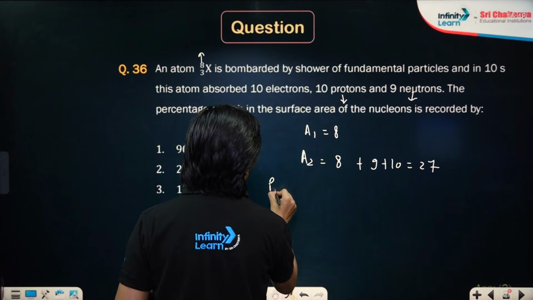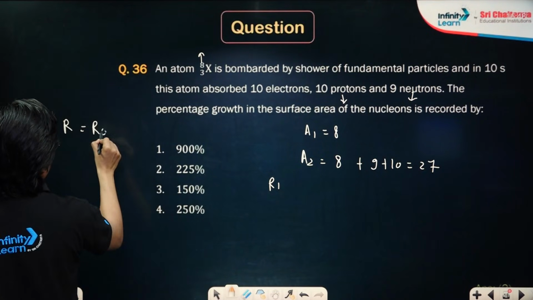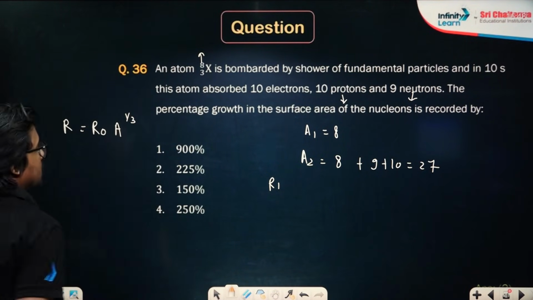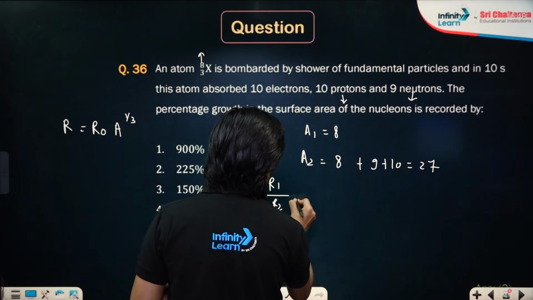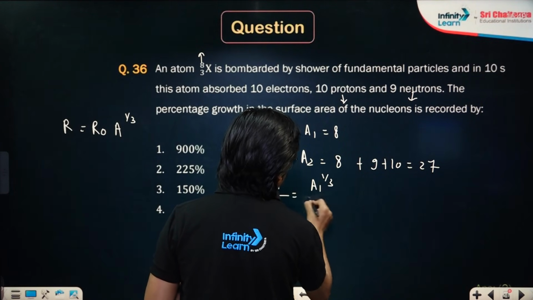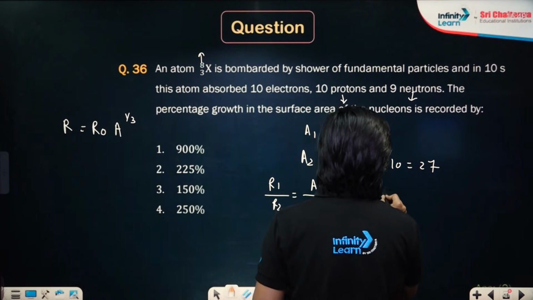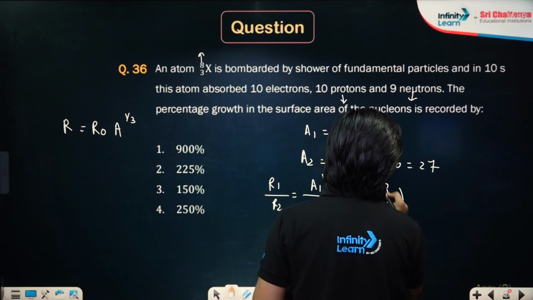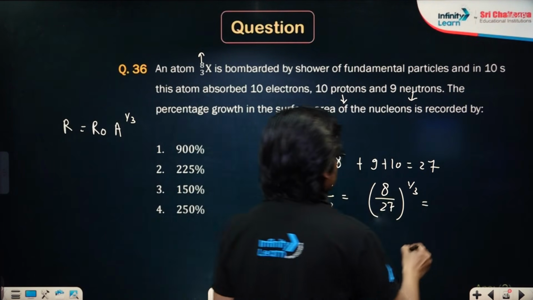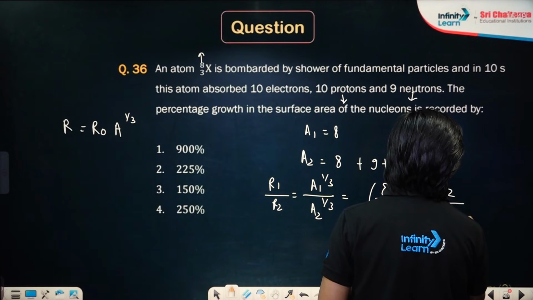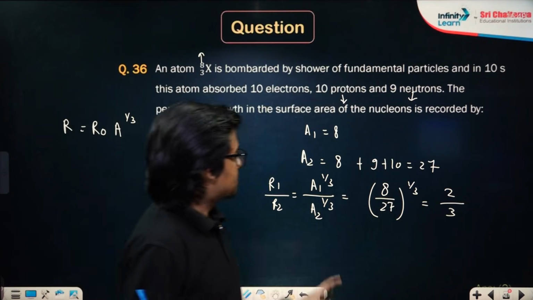You can now write R1, because radius is just equal to R0 into A raised to the power 1 by 3. Now you can write R1 by R2 is equal to A1 raised to the power 1 by 3 divided by A2 raised to the power 1 by 3. A1 by A2, that is 8 by 27 raised to the power 1 by 3. If you take a cube root of 8, that is equal to 2. Cube root of 27, this is 3. So R1 by R2 is equal to 2 by 3.